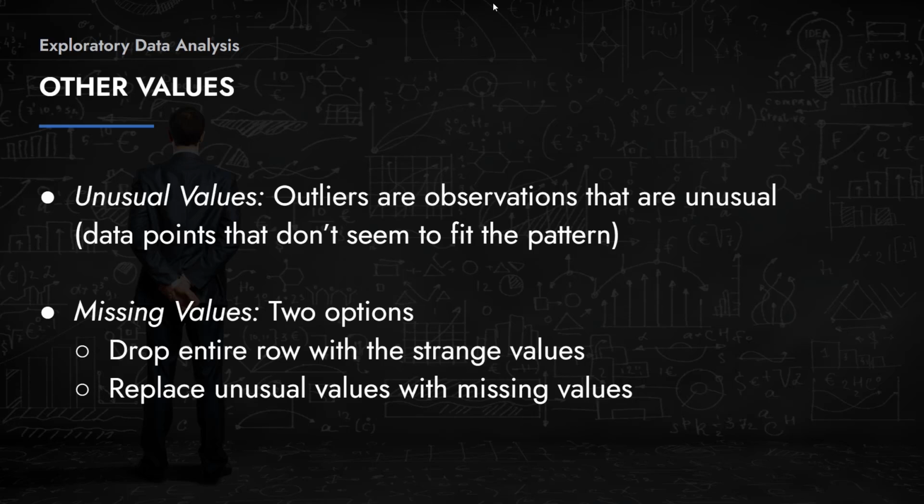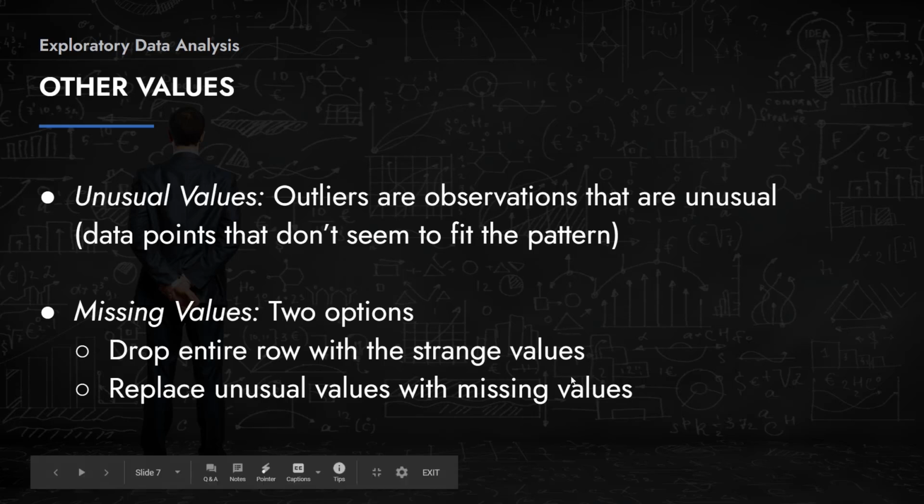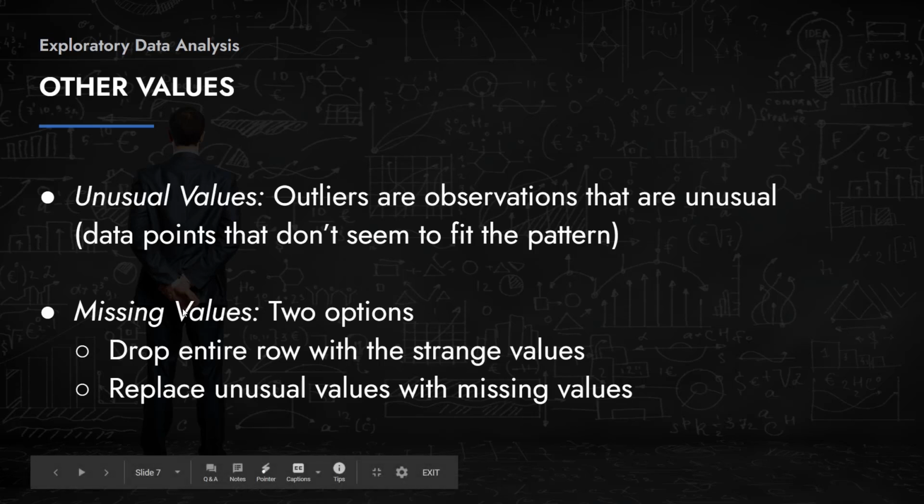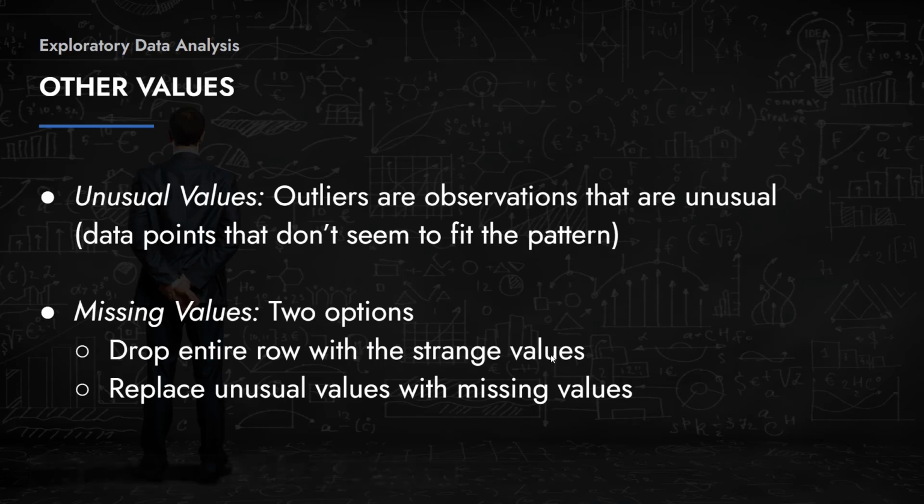Another type of value would be missing values. There are two things you can do when you encounter a missing value. You can either drop the entire row, or you can replace the value with something else. This actually applies to both unusual values and missing values. If you have an unusual value, you can either drop the entire row, or you can replace it with something else. And you can do the same thing with missing values. So these two steps can be applied to both these scenarios.